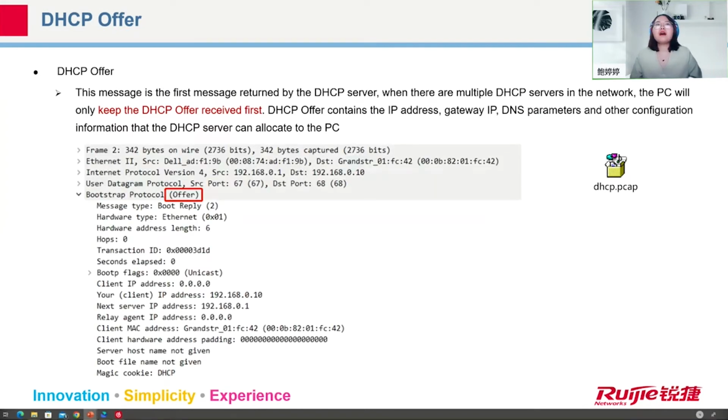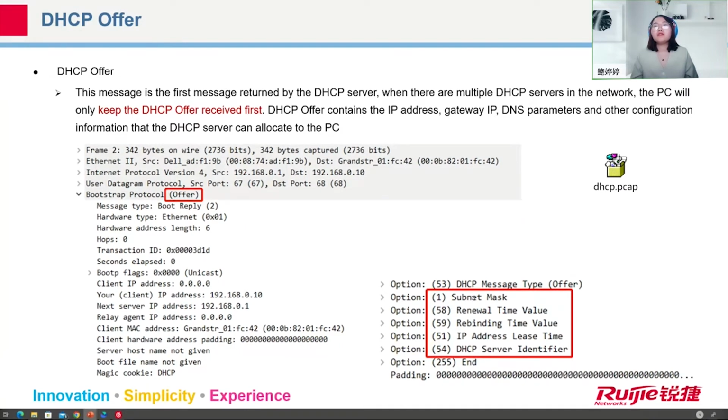And we can also see the offer information. The destination MAC address will be unicast, right? This destination MAC address is the MAC address of the PC, and the source MAC address is the MAC address of the server. And this is the offer information.